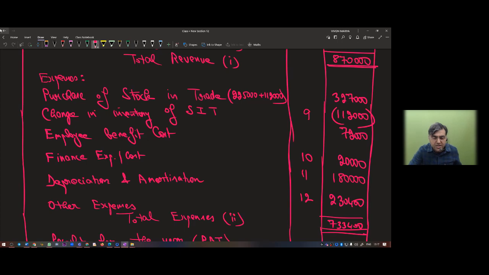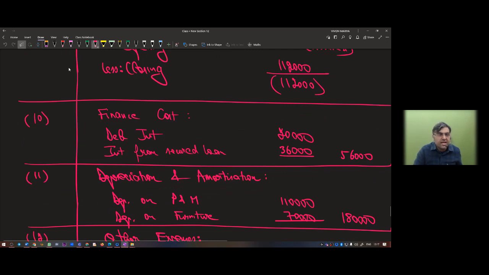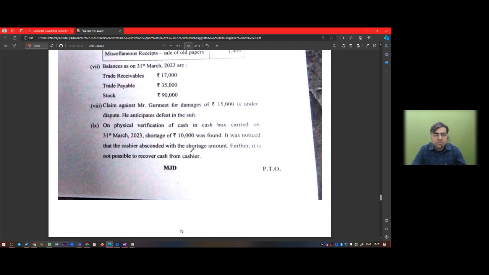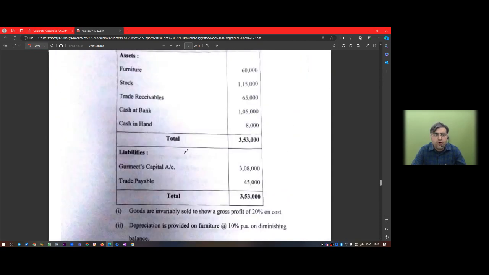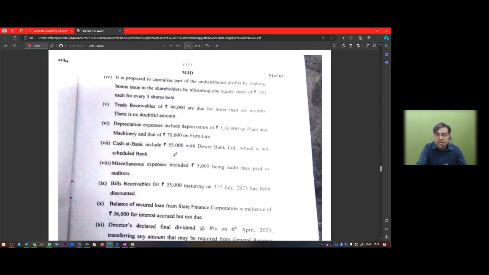We are going to recheck it smartly. Point number 9. So finance cost is this. Next. I am going to scan every information of the question for perfection now. Declaration of dividend, okay. Contingent liability, miscellaneous expenses, 5,000, okay. Scheduled banks, non-scheduled banks, okay. Depreciation includes 1,80,000, okay. It's already in the trial balance, one effect, okay.